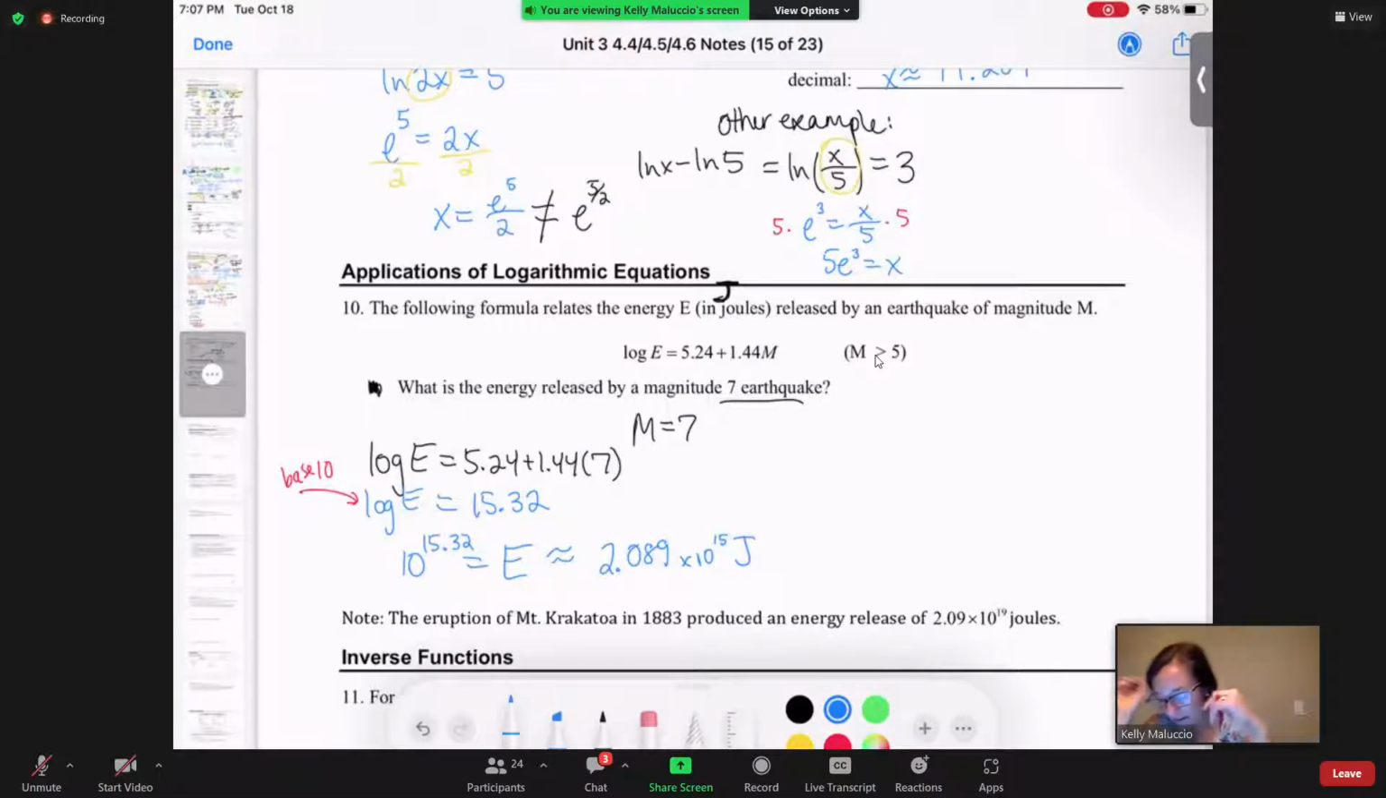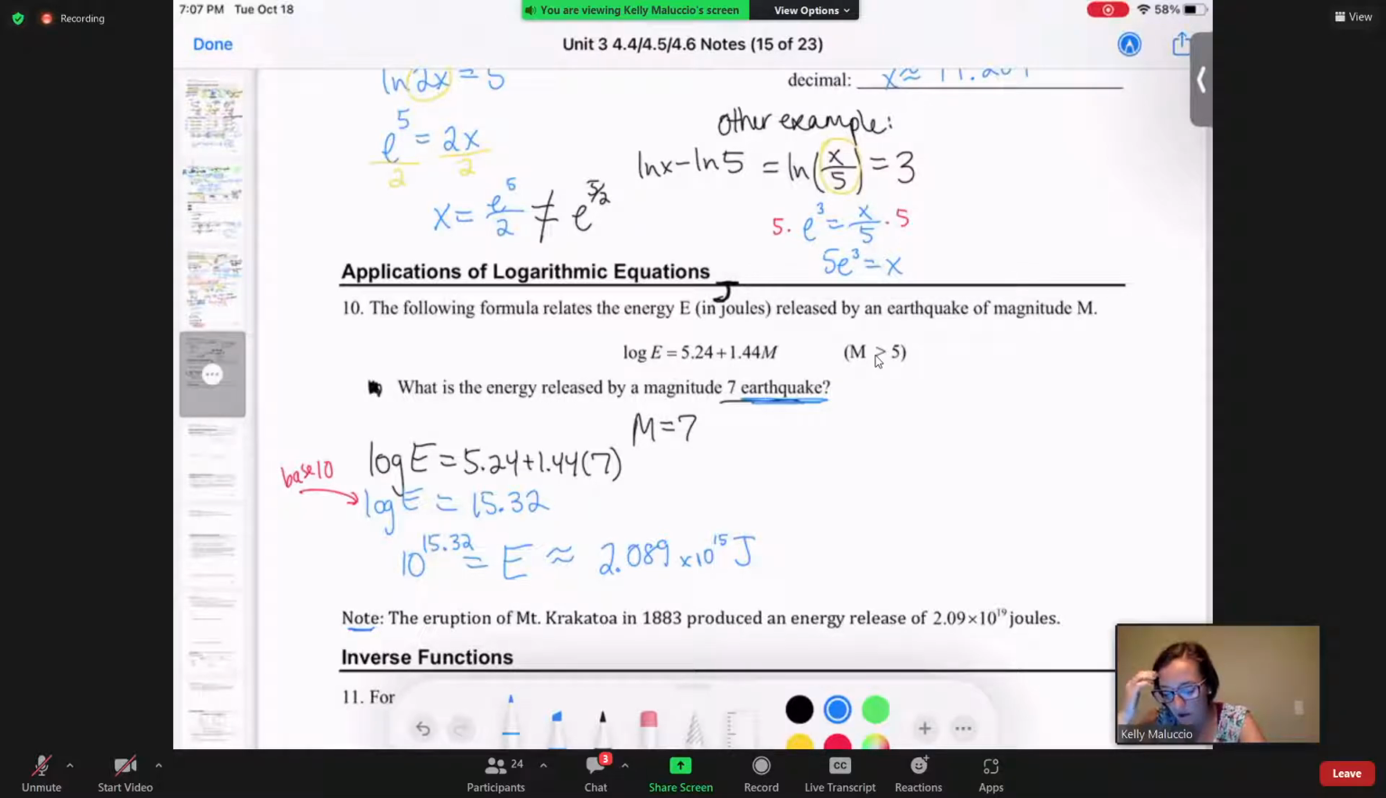But this is how much energy a magnitude 7 earthquake releases, based on this equation, right? That's how much energy is released. And they're just noting it for us to get a reference, because I don't know if that's a lot or not. A magnitude 7 to me sounds really bad, but I don't really know.